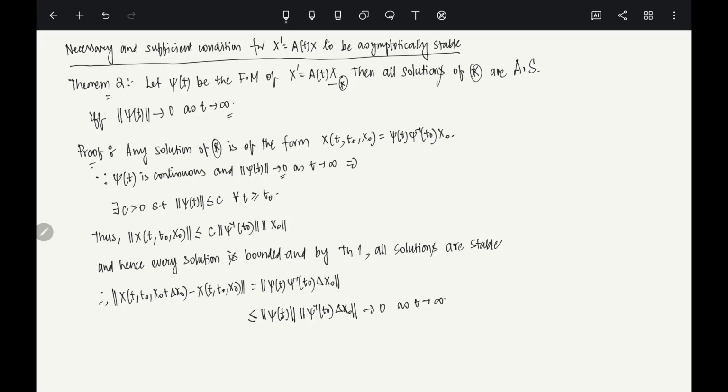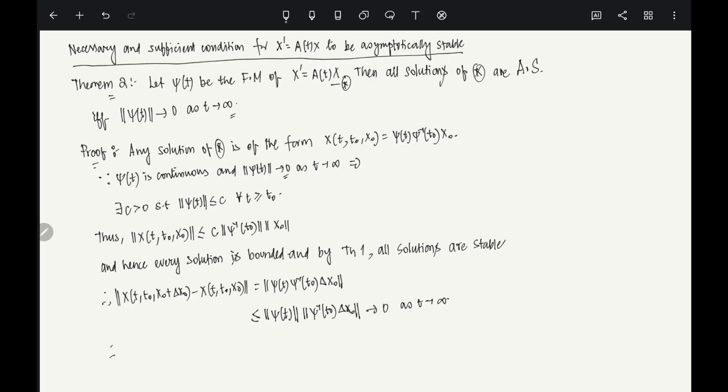Is it okay? So therefore every solution of star is asymptotically stable. Again, I am not writing it properly, but AS is asymptotically stable. I hope this is clear. So you understood this particular term, right? See, phi of t, it is given, it goes to 0 as t tends to infinity, right? And this is bounded. So basically, this is a bounded term, and this bounded term goes to 0. So the whole term goes to 0. I hope this is clear.